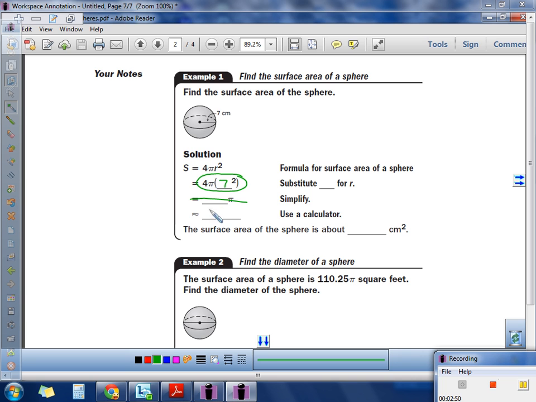All right, we got 615.75, and our units are going to be centimeters. And surface area has what kind of units? Squared on area and surface area.